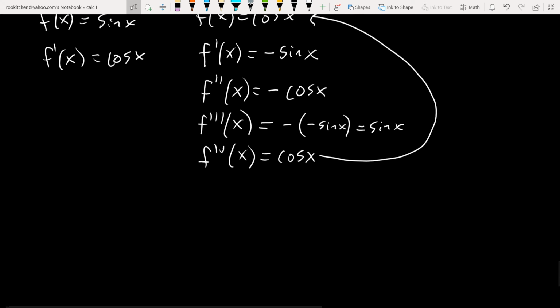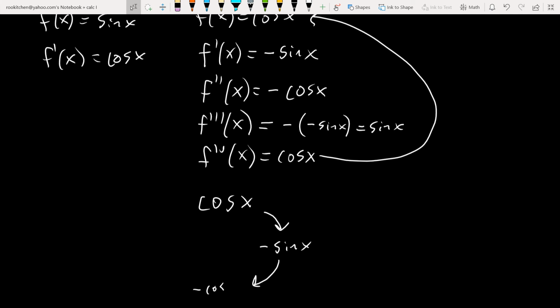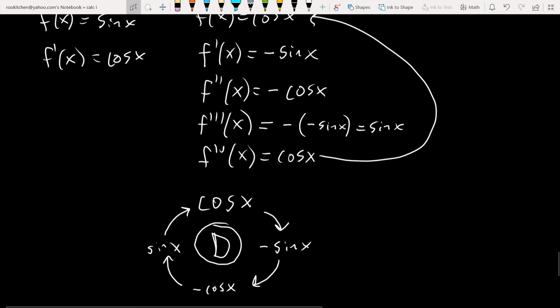Okay. So they have a circular nature to them, like a clock. So you could make a little picture if you want: cosine x, and if you take its derivative, you get negative sine x. If you take its derivative, you get negative cosine x. And if you take its derivative, you get sine x. And of course, if you take its derivative again, you get cosine x. So derivative wheel.